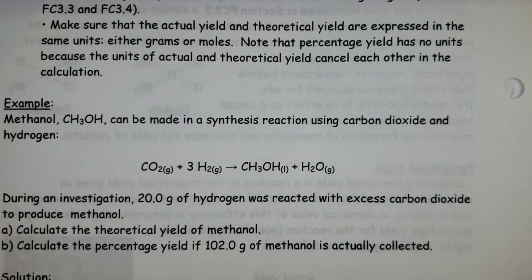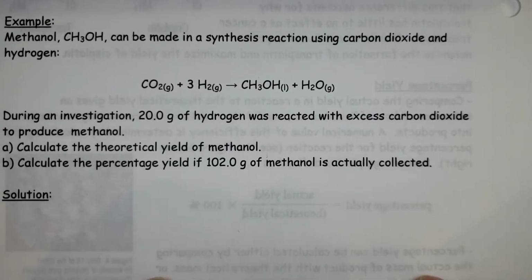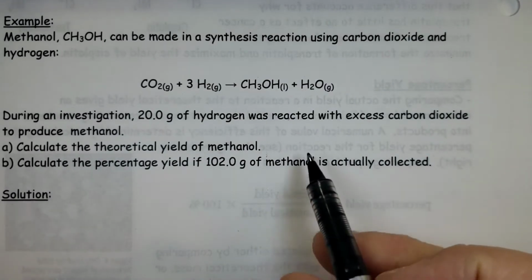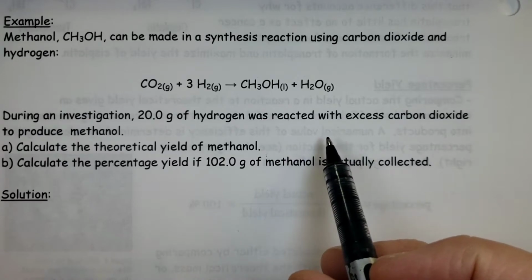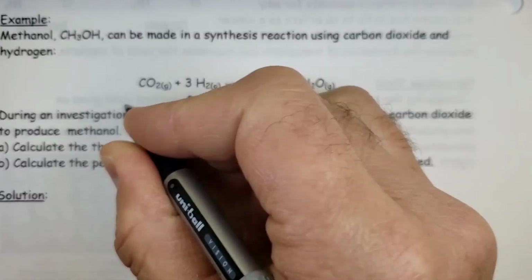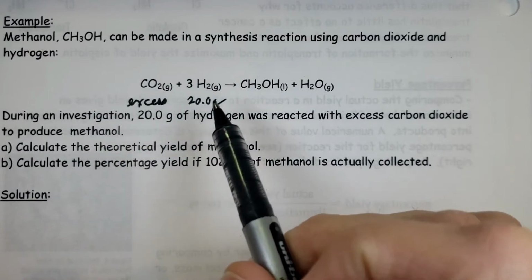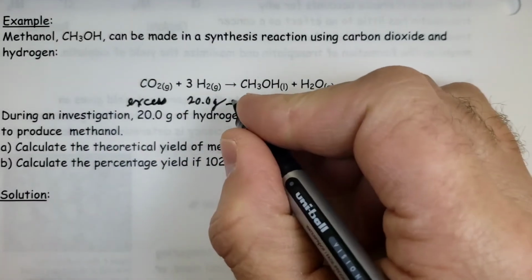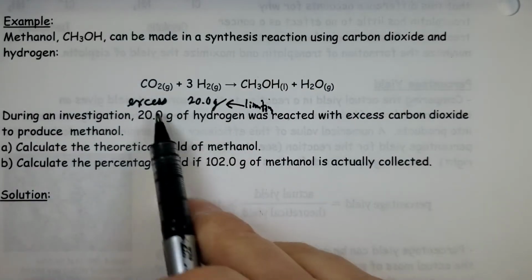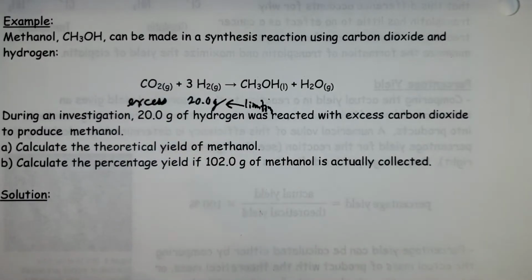Methanol, CH3OH, can be made by the synthesis using carbon dioxide and hydrogen, as you can see in the equation below. During an investigation, 20 g of hydrogen was reacted with excess carbon dioxide to produce methanol. So that tells you that I have 20 g of this, and I have excess, which means I have as much of this as I need to ensure that all of this gets used up. So that is going to be the limiting reagent. When you're given something and you have excess of the other item, that means you have more than enough to make sure that's used up.